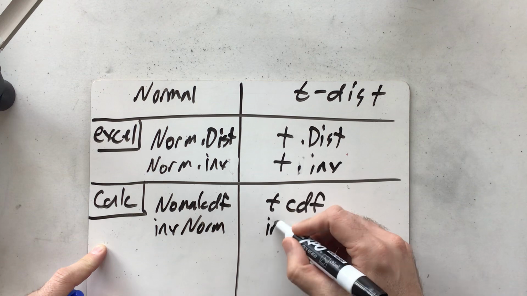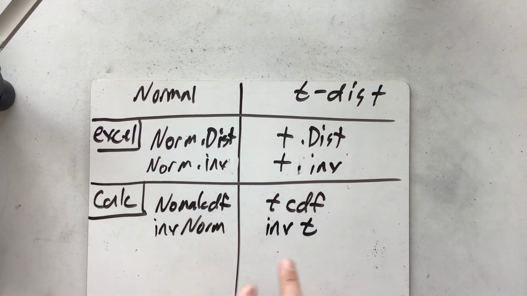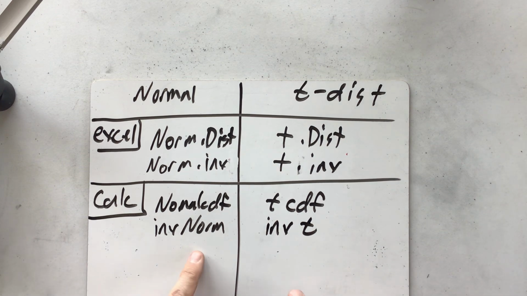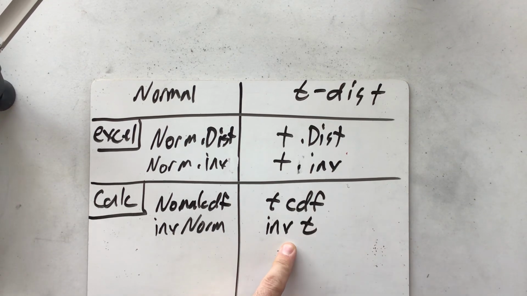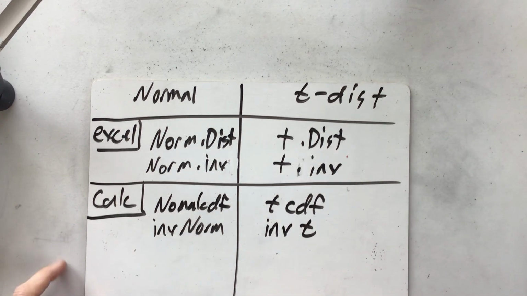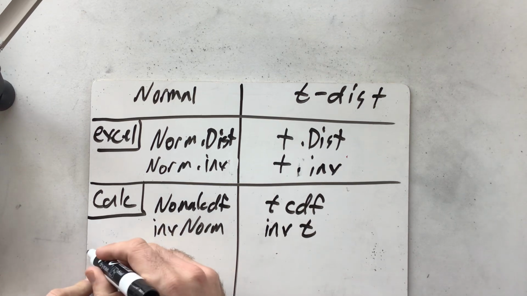And then we had inverse norm, and here we have inverse T. And so inverse T works the exact same as inverse norm. Inverse norm, you tell it the probability and it gives you the value. Inverse T, you tell it the probability and it gives you the value. The only difference is we're working with T distributions instead of normal distributions.